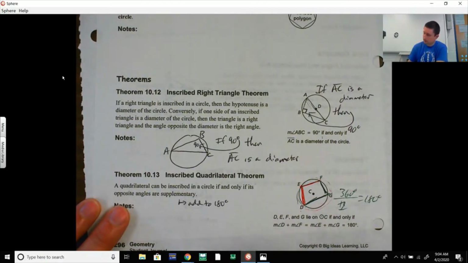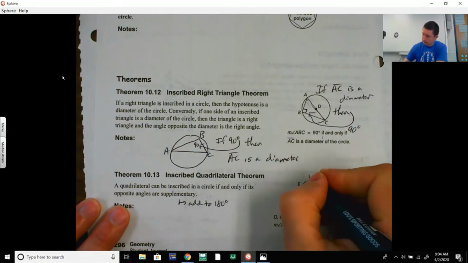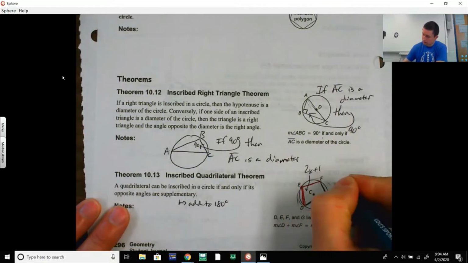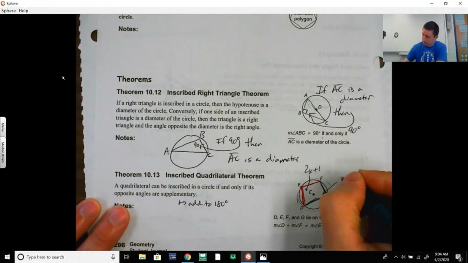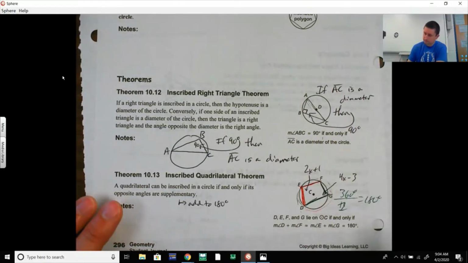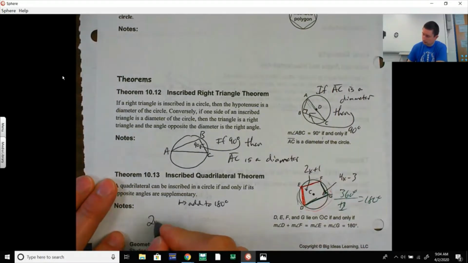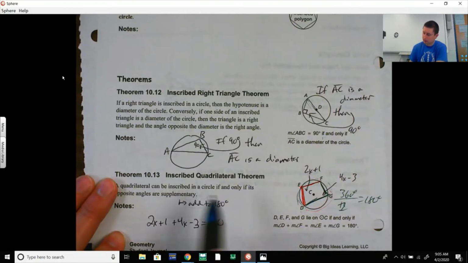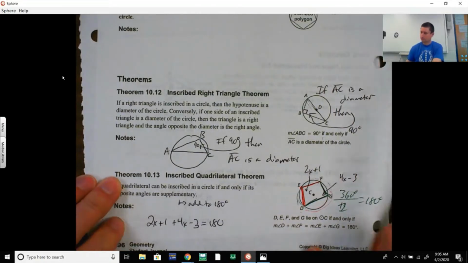Okay? So if they give you something like one side is 2x plus 1 and the other side is 4x minus 3, you can know 2x plus 1 plus 4x minus 3 has to equal 180, and then you can solve it from there. So you add the parts and set it equal to 180.